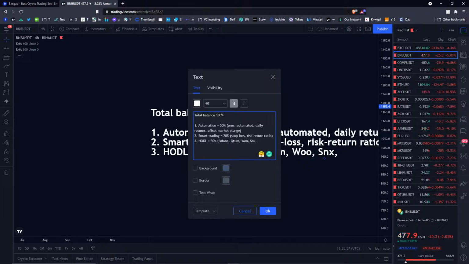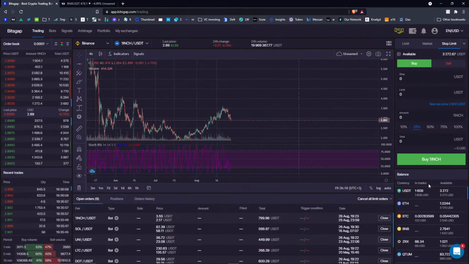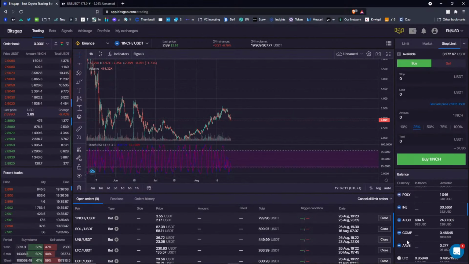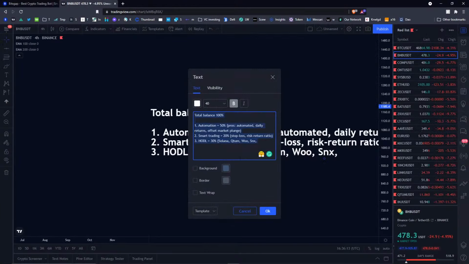Okay, we will not talk about coins. Okay, that's not financial advice or whatsoever. It's just my portfolio. I'm fully transparent with you guys here. That's my coins that I have on my portfolio. That's why I'm sharing it with you, but I'm not telling you to buy it or sell it, whatever.